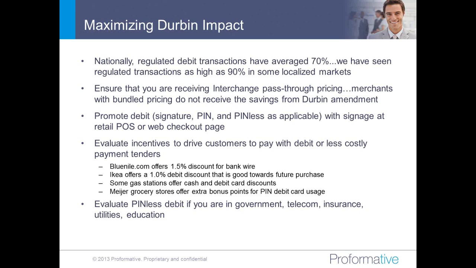Blue Nile offers a 1.5% discount for bank wires. IKEA has a pretty clever program where they give you a 1% discount coupon. So if you buy $100 worth of goods and you use a debit card, they'll give you a $1 coupon that you can use on a future purchase.